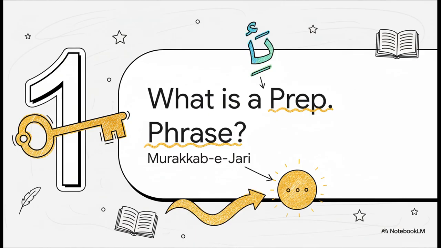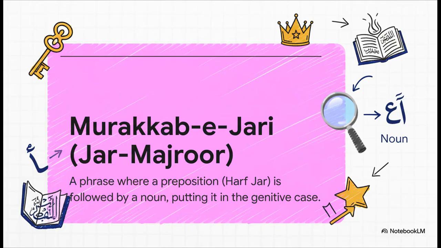Okay, first things first. What in the world is a Murakkab-e-Jari? You know, the name itself kind of gives you a hint. It's a phrase that does something very specific to the grammar of a sentence. It's actually a really simple two-part combo. You've got your preposition, that's called a harf-jar, and right after it, you've got a noun. Now here's where the magic happens. When that harf-jar shows up, it has this power over the noun that follows it. It forces that noun into a special grammatical state called the genitive case, or what we call the jar case.